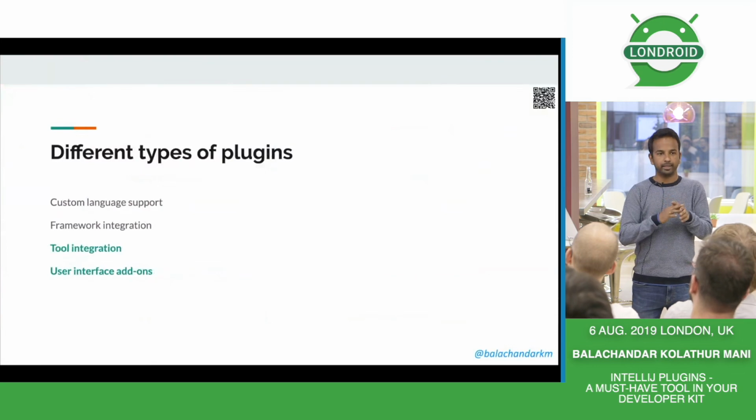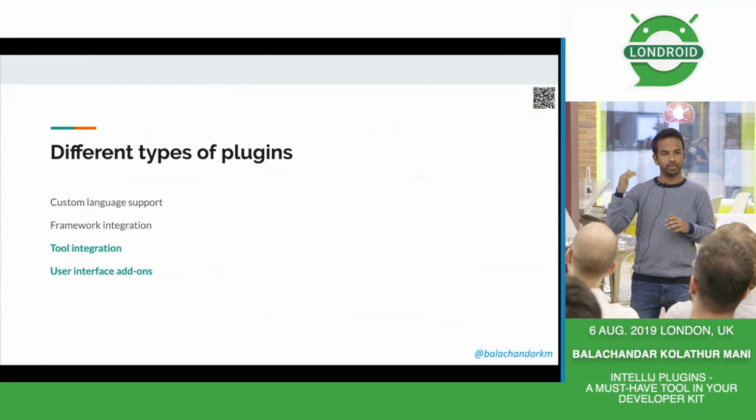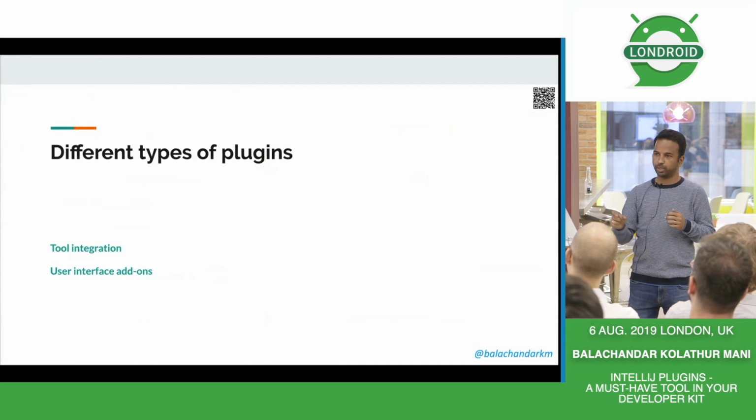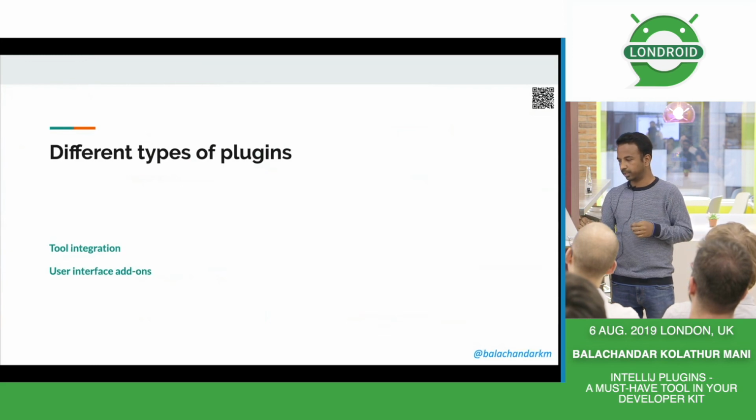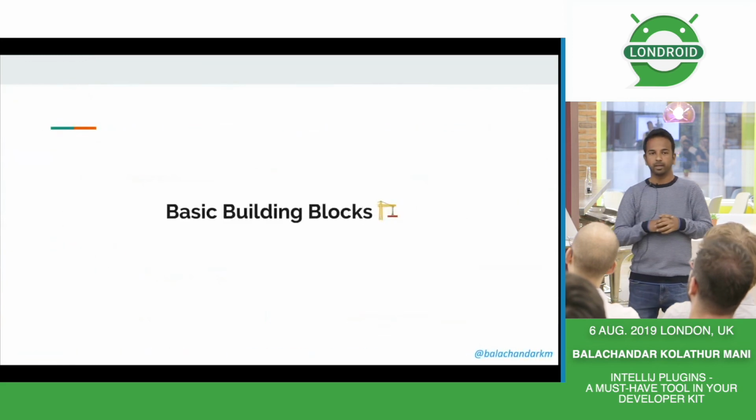We can categorize all the plugins into four types as per the IntelliJ docs. I'm not going to talk about the first two types because they take more time to develop and require a lot of effort. I'm going to focus on these two types of plugins, which take less time to develop but can provide more benefit, depending on your use case. You can come up with your use case if that requires a plugin.